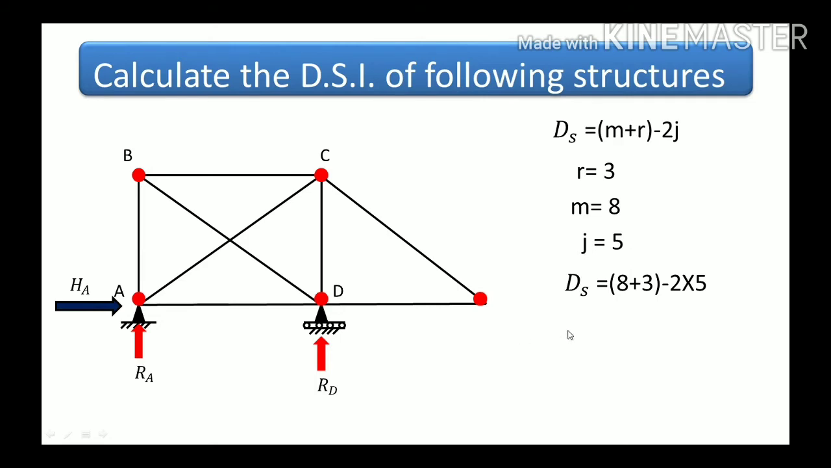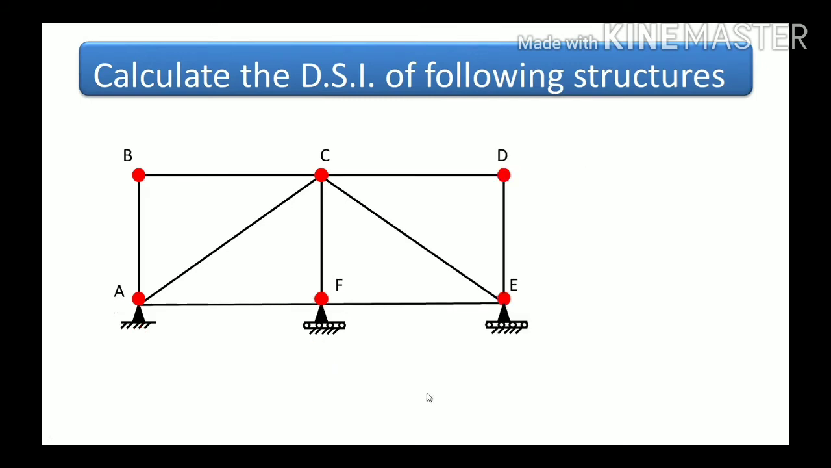Then DS is equal to, putting all these values into this formula, M is equal to 8 plus R is equal to 3, bracket complete, minus 2 into the number of joints, which is 5. So here DS is equal to 5.